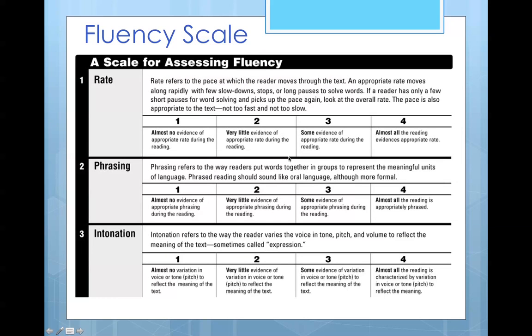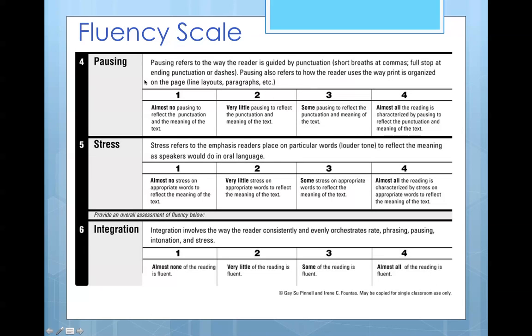Okay, here's the scale for assessing the fluency that I've just talked to you about. As you can see, each is rated with a number 1, 2, 3, or 4. 1 being almost no evidence of appropriate rate or phrasing or intonation. 2, very little evidence. 3, some evidence. And 4, almost all evidence is appropriate. Here's a continuation of the fluency scale that includes the pausing and stress as well. And then here's a 6th dimension that was mentioned that gives an overall score of how the 5 dimensions were integrated.